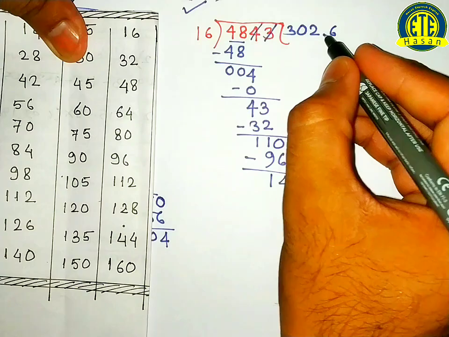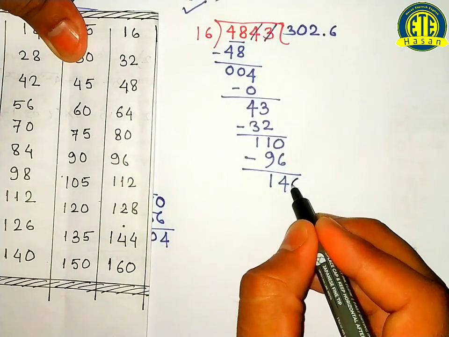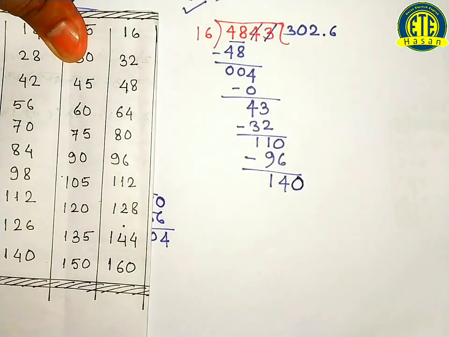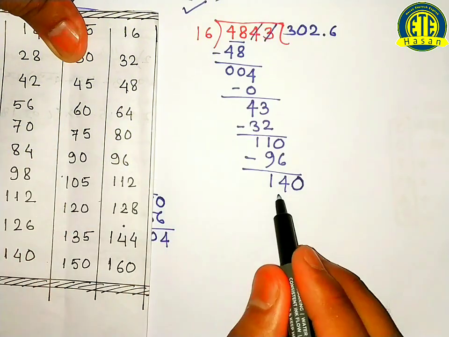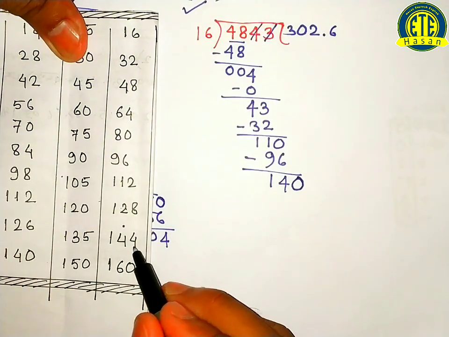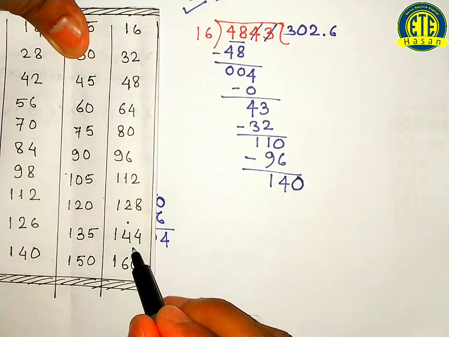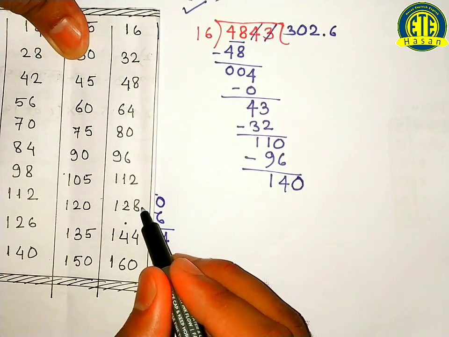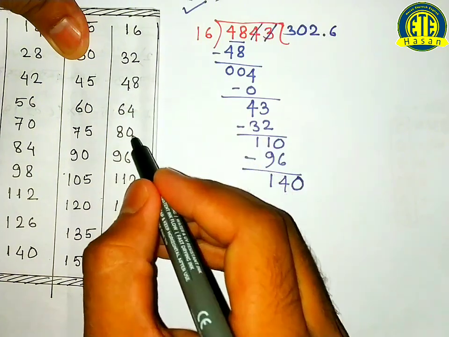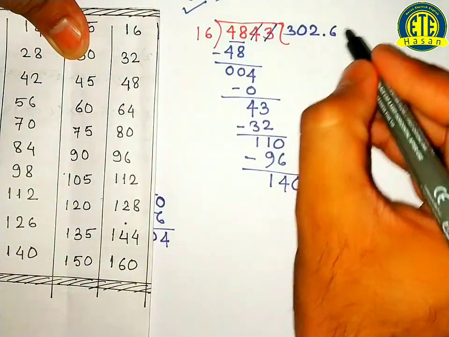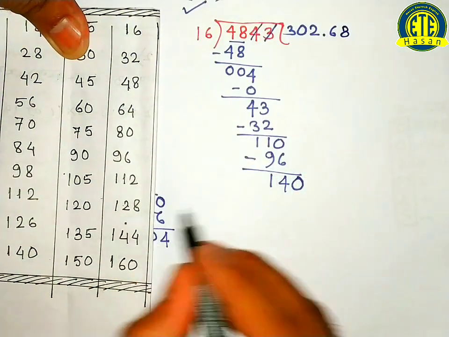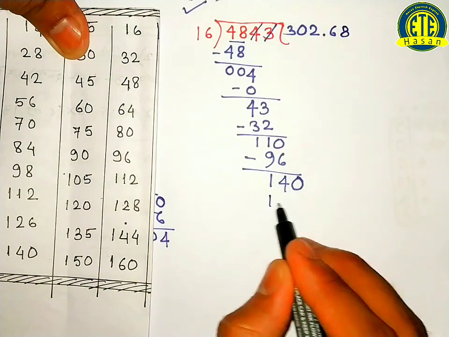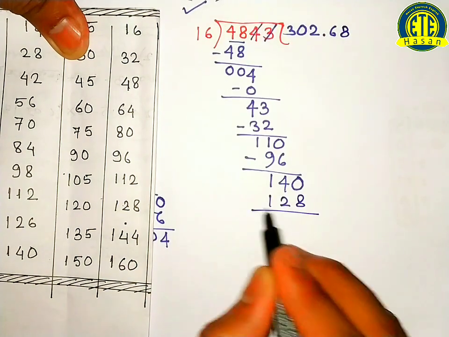Again this decimal point will give a single 0. Single 0 we have written here. Now count 16 up to 140 or below 140. Here is the 128, 144. That means 140 lies between these, so we have to count up to 128. 1 2 3 4 5 6 7 8. 8 times I will count. How much will it be? 128. Now subtract it.